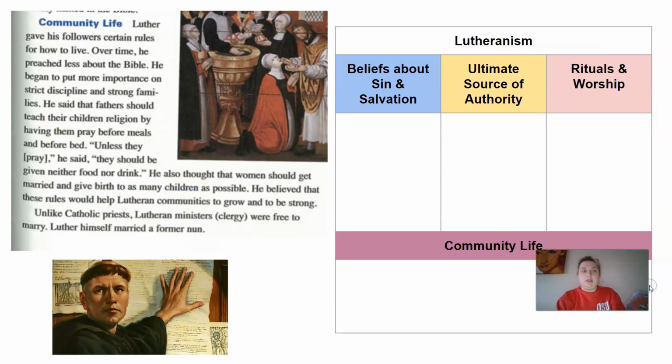All right. And then it goes on to talk about community life, so how people should live their life day to day in the Lutheran Church. So what you're going to do is fill out some charts. I already did it. We're going to just jot down basic ideas: beliefs about sin, what was the ultimate source of authority, what were some rituals and worship, and how did community life work. So go ahead and pause the video and fill this out based off of Lutheranism. If you are in the building, you should have the text with you on paper so that you don't have to click back and forth if you don't wish to do so. Go ahead and pause.